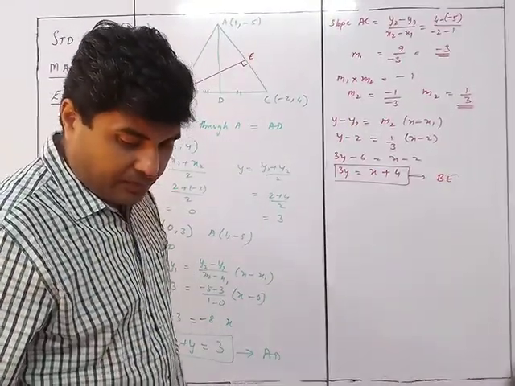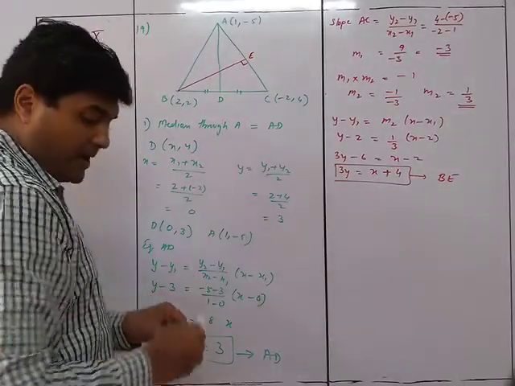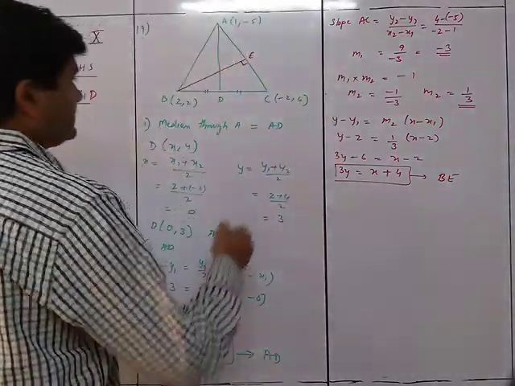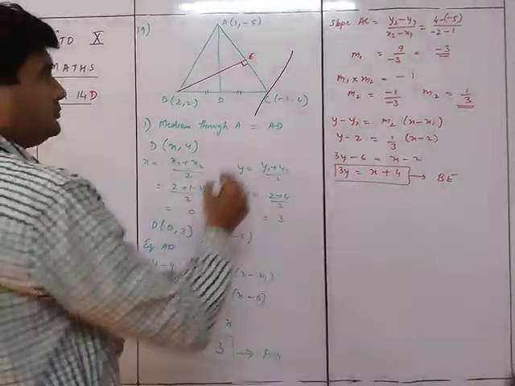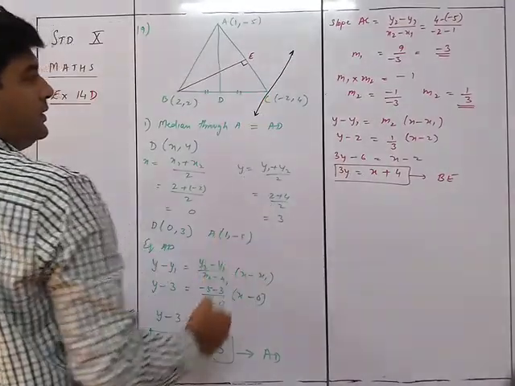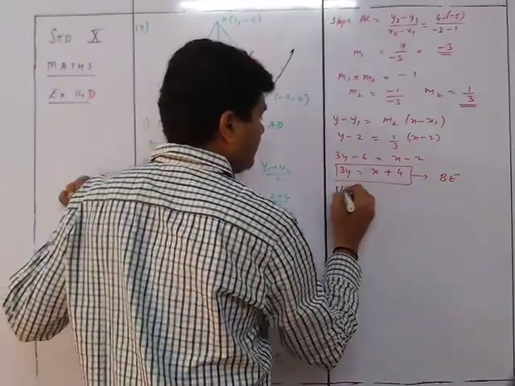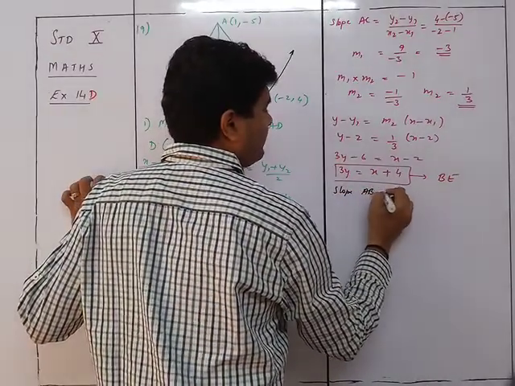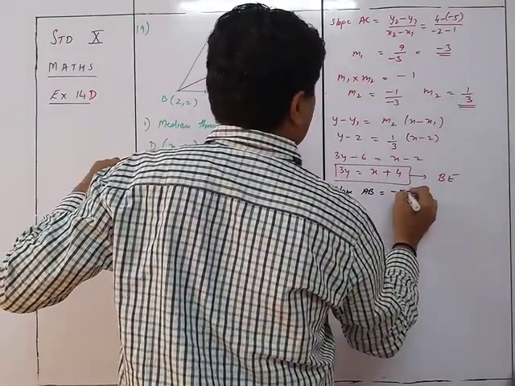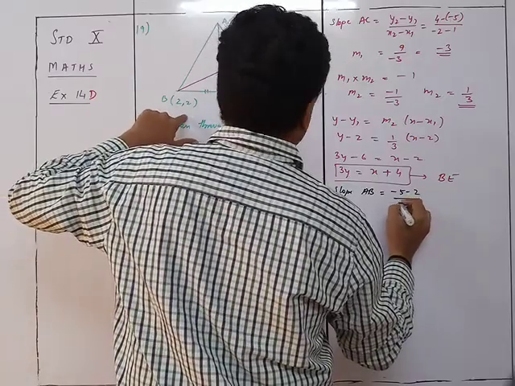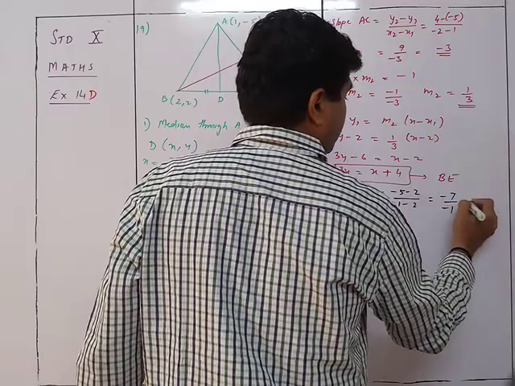The next part, line through C parallel to AB. Line through C parallel to AB. That is something like this. Parallel to AB, a line through C like this. So we have over here slope AB. We can find out slope AB is equal to minus 5 minus 2 upon 1 minus 2, is equal to minus 7 upon minus 1, is equal to 7.